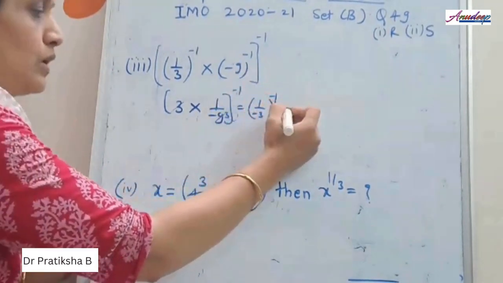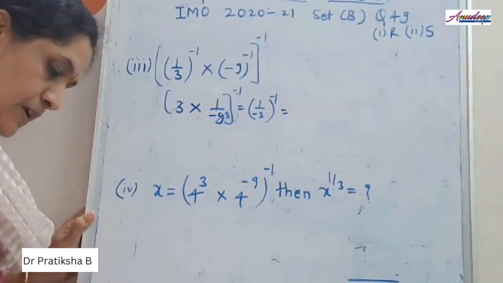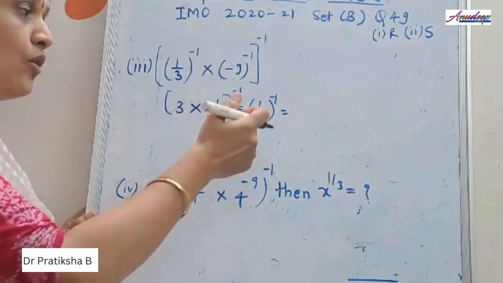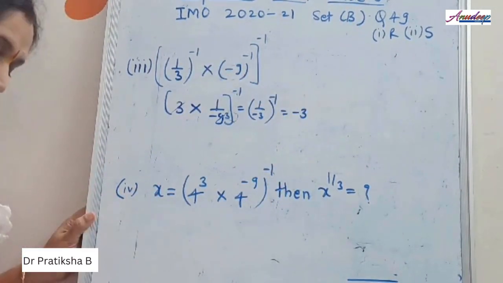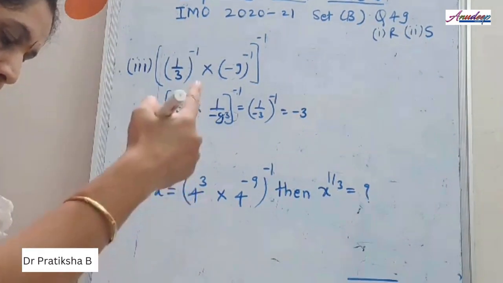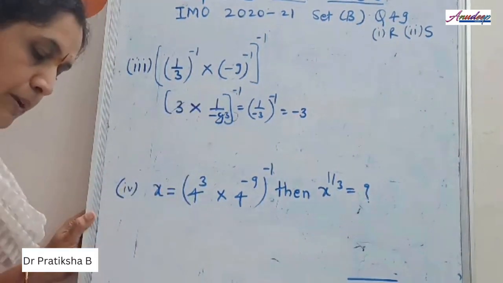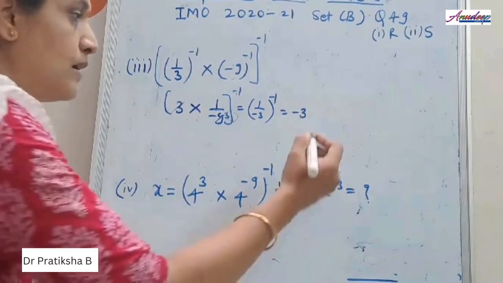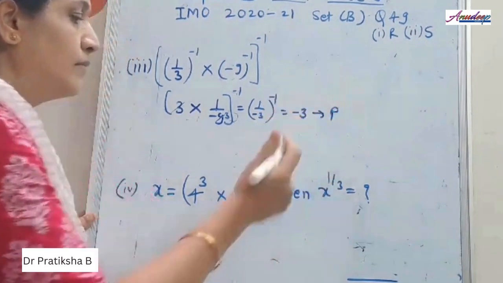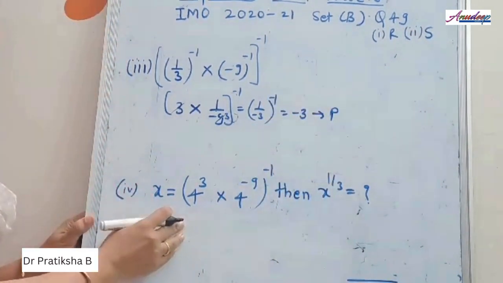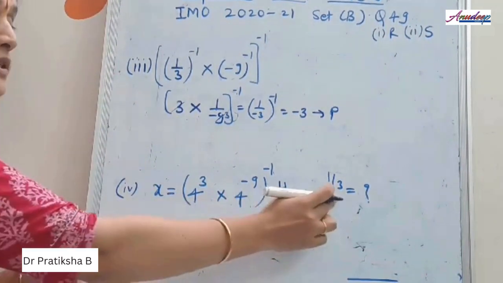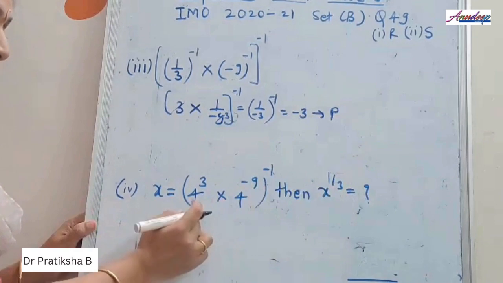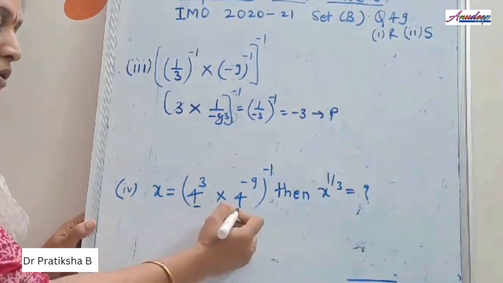So what you are getting? Answer is, it is nothing but reciprocal of 1 upon minus 3, that is minus 3 is the answer. And the option from the column 2 that matches minus 3 is P. For the final last sub question, we again need to evaluate the value of x to the power 1 by 3. So before that, as you can see, we have a common base.